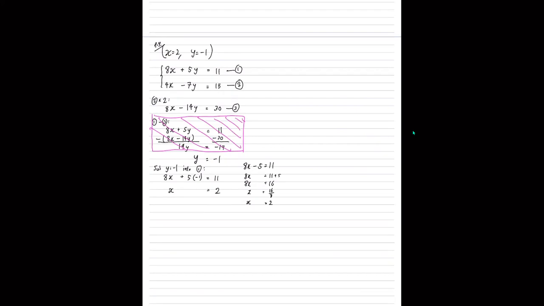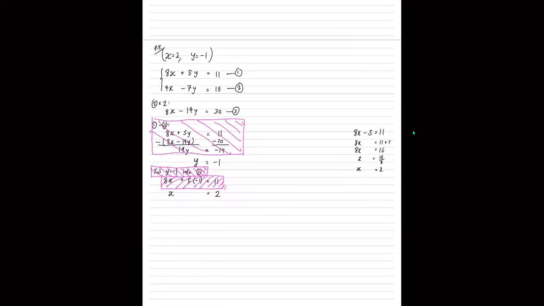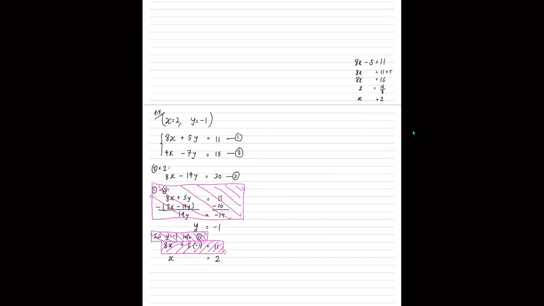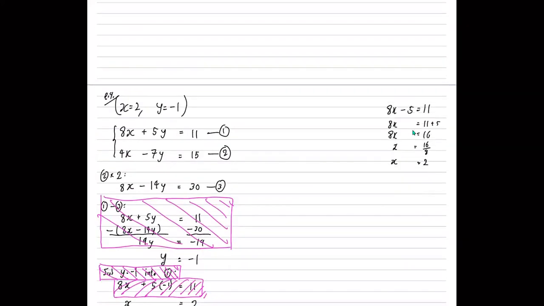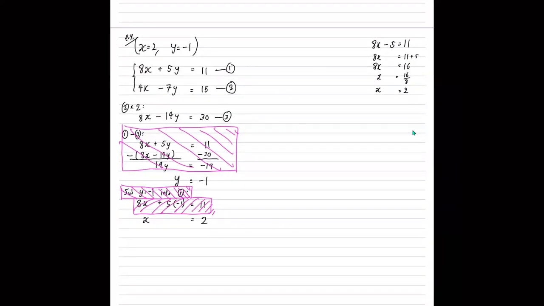Okay. This part is sub y equals -1 into 1. That's obvious. I chop it off. This part is just intermediate working. Chop it off. This part is just working. Mental sums. Throw it to the side. After practice, you can do it in your head. Hopefully. I don't know. Just write it down at the side.